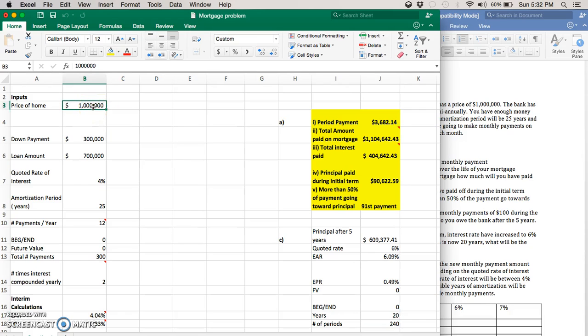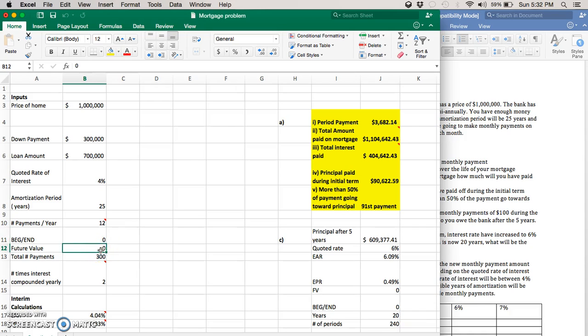So the inputs here on the left hand side, you can see the price of the home is $1 million, the down payment is $300,000, therefore the loan amount is $700,000. The quoted rate of interest given by the bank is 4%. The amortization period will be 25 years. The number of payments per year is 12, and we're going to need that when we solve for our EAR. The beginning and end is 0 because the payments are being made at the end, and that's how Excel determines if it's a beginning or an end payment.